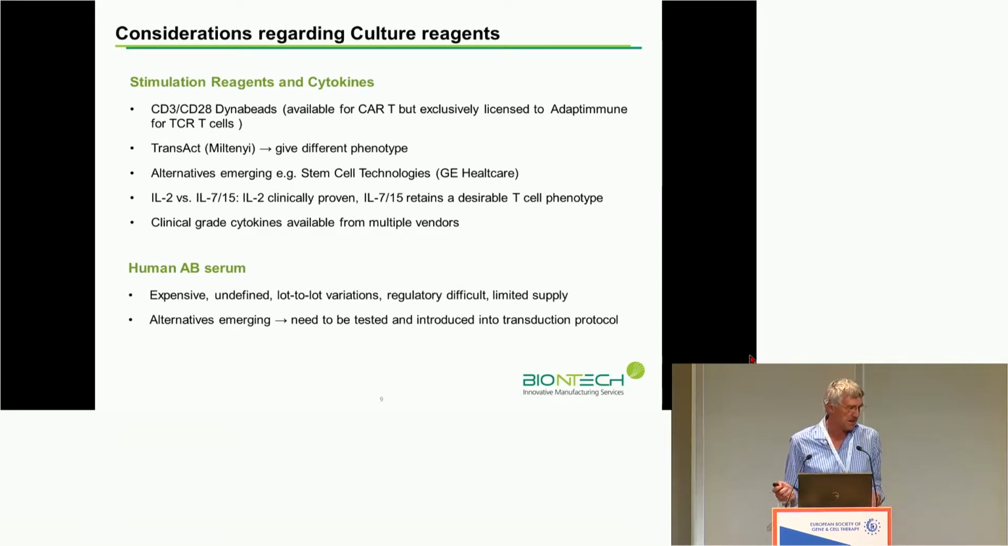There's a limited supply, and if CAR T cell therapies are successful, there are thousands and thousands of patients that can be treated, and I doubt there is enough serum out there to do this. So there are alternatives emerging, but they need to be tested. There are serum replacements available in clinical grade, but you have to test them in your protocol. And again, the cells that come out of these protocols are the cells that you have to test in your preclinical experiments and in your animal models. These are the cells, and if you have tested other cells, they might be different.